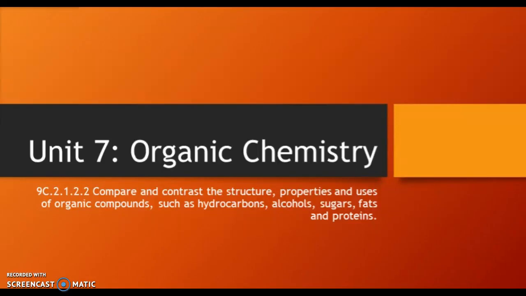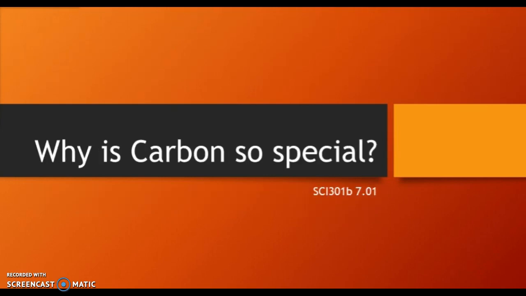We're going to go over Unit 7, Organic Chemistry. In this unit, we are going to compare and contrast the structure, properties, and uses of organic compounds, such as hydrocarbons, alcohols, sugars, fats, and proteins. So we're going to start with 7.01, which is why is carbon so special?